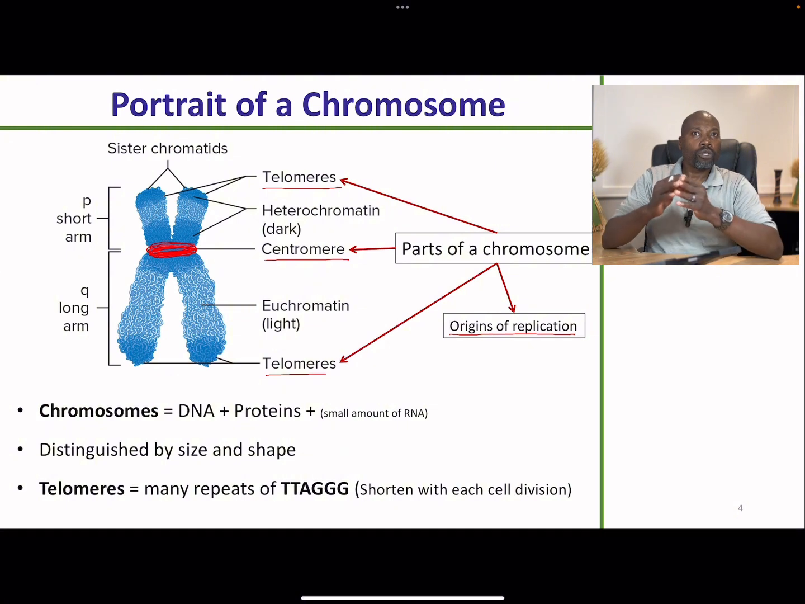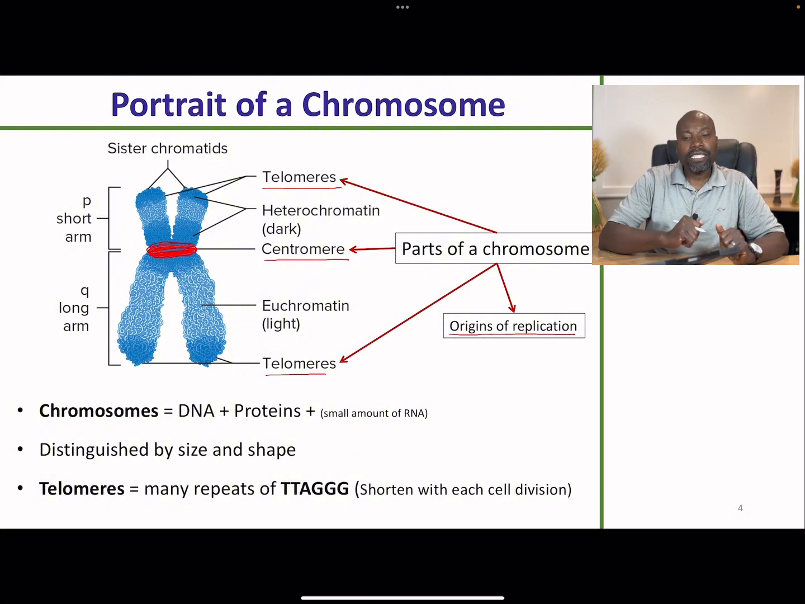Now, chromosomes. We use the word chromosomes when chromatin is so condensed that we can see the genetic information during the cell cycle and under a microscope, right? Now, I mentioned chromatin. Chromatin is basically DNA mingled with proteins, right? And the particular proteins I'm talking about are histones, right?